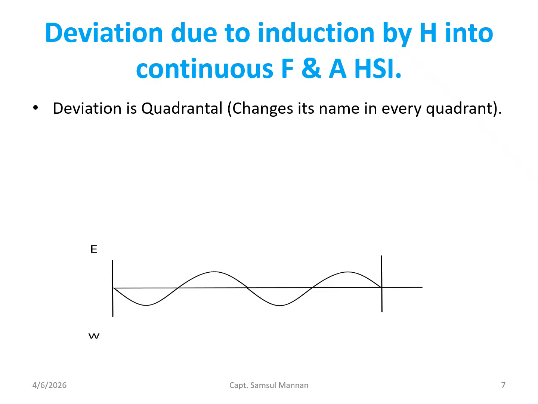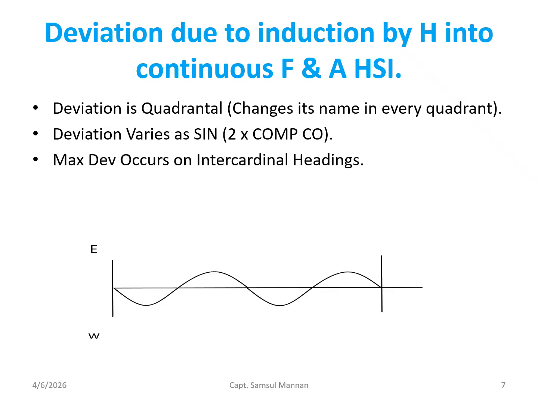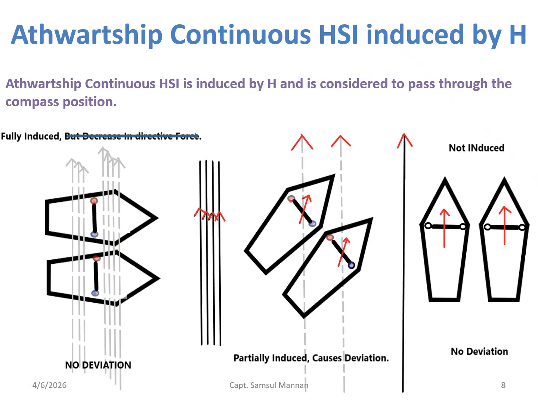And if we want to get the properties of the deviation due to the induction by jet, induction by H into the continuous fore and aft HSI, we can tell that deviation is quadrantal, right? And it changes its name in every quadrant. And deviation varies as sine 2 compass course, and maximum deviation occurs in intercardinal headings, right? Now let us look at the Edwards ship HSI.